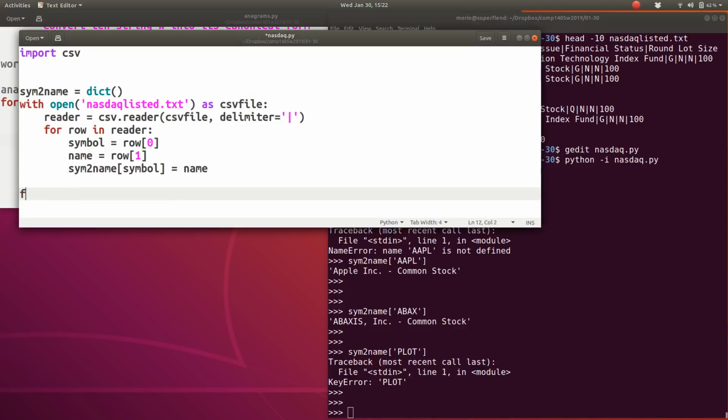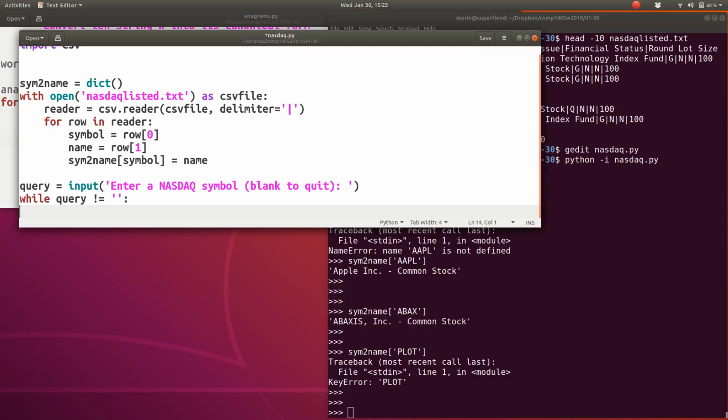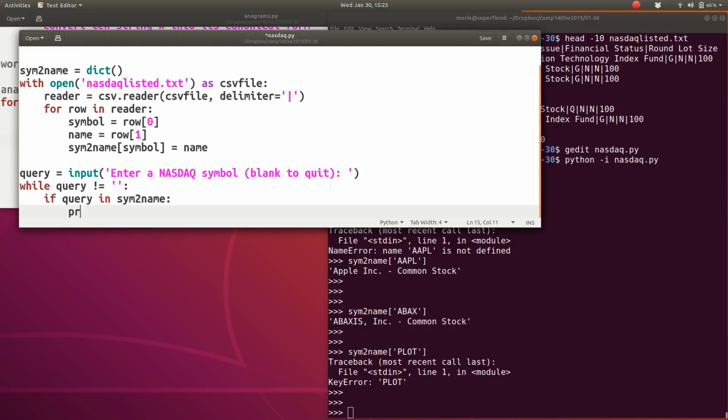quickly write some code around that and say something like, query is equal to input, enter a NASDAQ symbol, blank to quit, and while query is not empty, something like if query is in symbol to name, print the symbol, and then print the name.